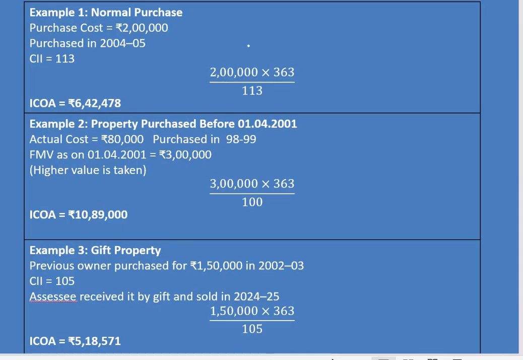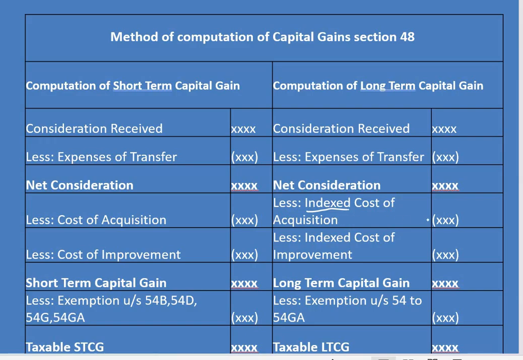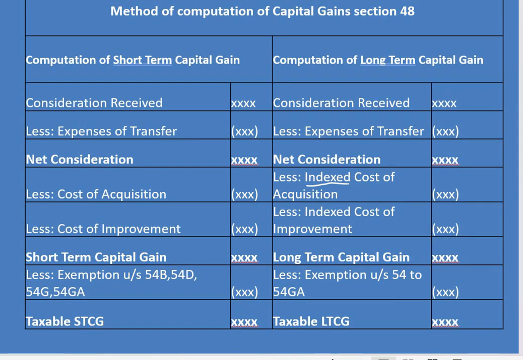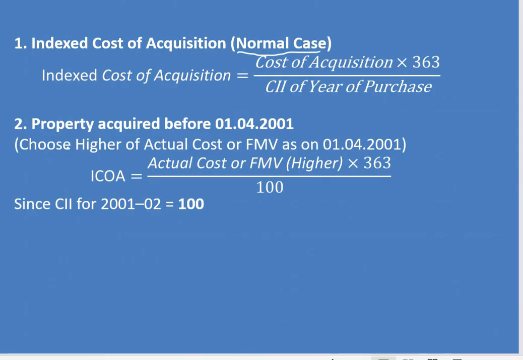So the indexed cost of acquisition became 6,42,478. So instead of writing 2 lakh for the cost of acquisition, by taking into consideration the inflation, we are writing 6,42,468. So the cost of acquisition has increased. Index cost of acquisition, we have to reduce it, right? So what will happen? Automatically the long-term capital gain will also reduce. So the tax payable on long-term capital gain will also reduce. That is the logic behind this indexation. I hope it is clear.